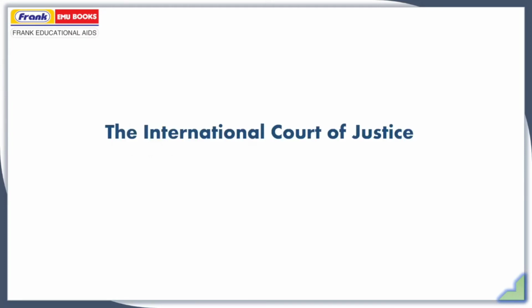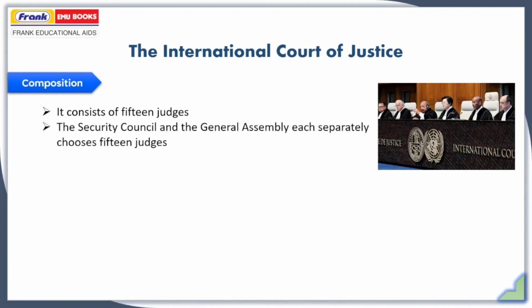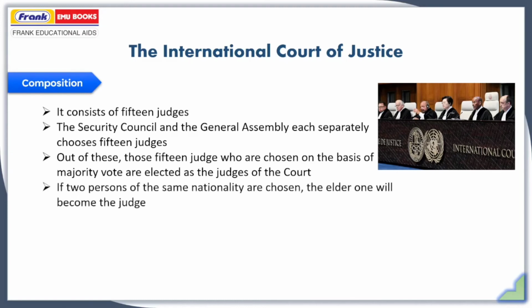Now move ahead towards the International Court of Justice. The International Court of Justice comprises 15 judges and the tenure is 9 years each. So the 15 judges are appointed for a term of 9 years. The Security Council and the General Assembly each separately choose 15 judges. Out of these, those 15 judges who are chosen on the basis of majority vote are elected as the judges of the court. If two persons of the same nationality are chosen, the elder one will become the judge.